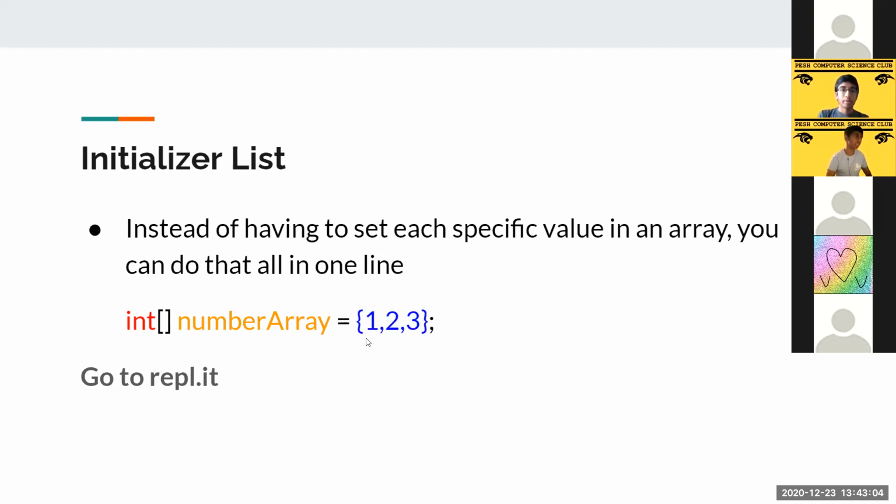What that means is when we create this number array, it's going to have the values 1, 2, and 3. Usually it would have the values 0, 0, 0 if we said it has a length of 3. But here we don't need to specify the length. We can just say what the values of the array are, and Java will automatically create those values. So we're going to go into Replit.